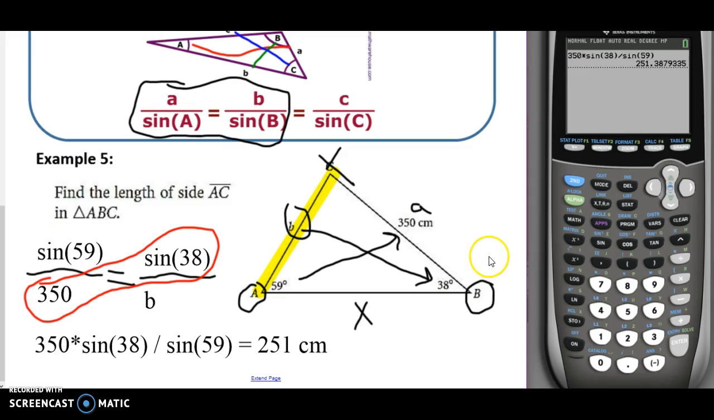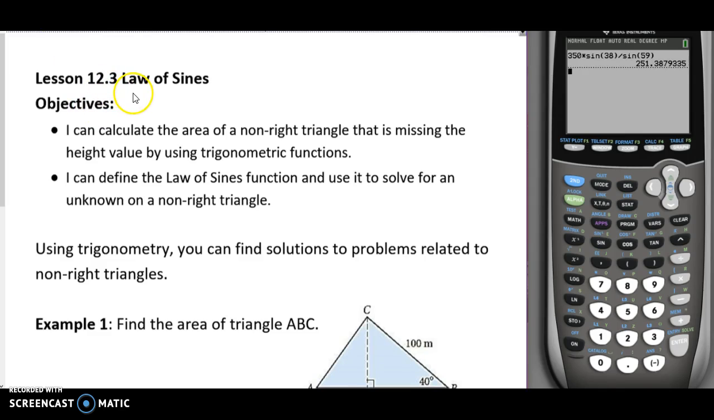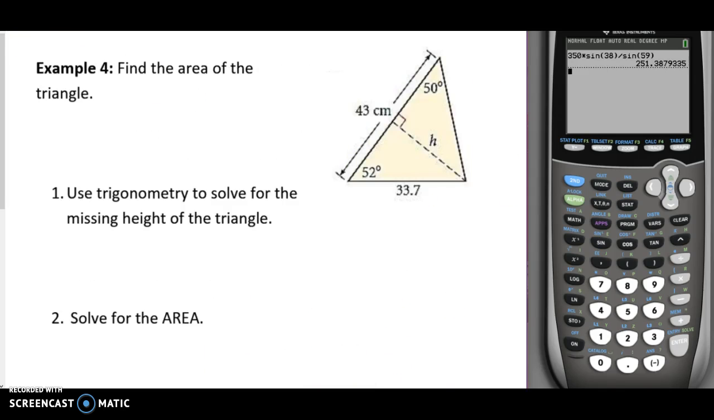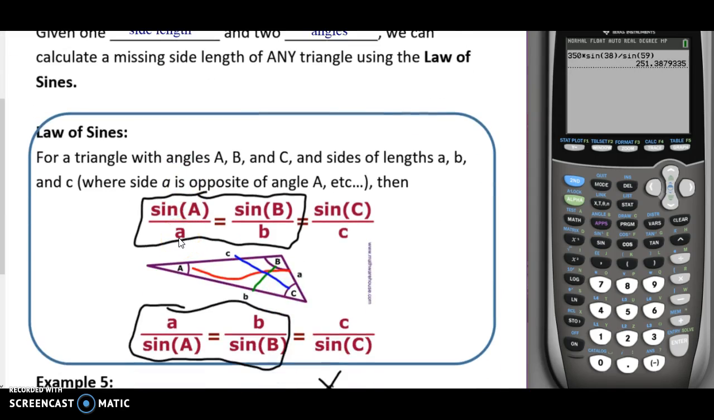Alright, so your assignment for today is completing this section on Schoology. Again, this is section 12.3, Law of Sines. You have two formulas that you can use for completing the problems. Using the law of sines can be a little difficult, so just take your time, collaborate with each other, and we can answer questions on Monday.